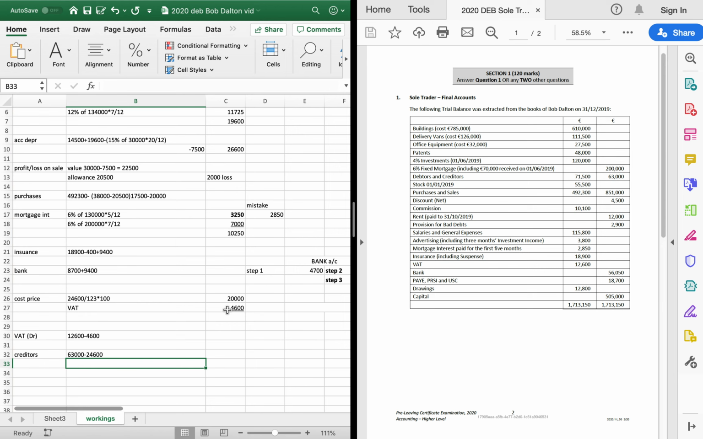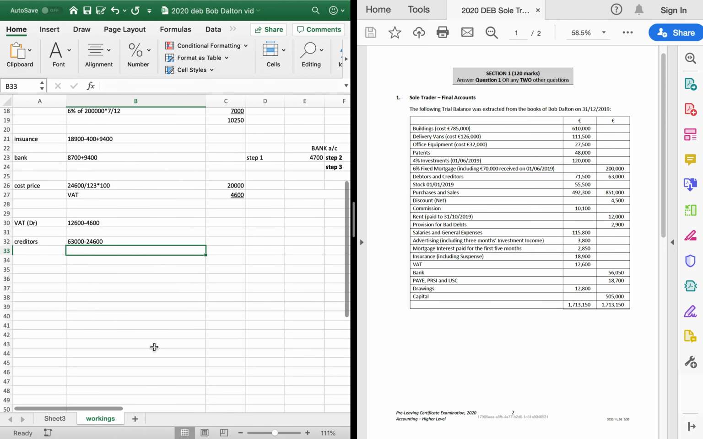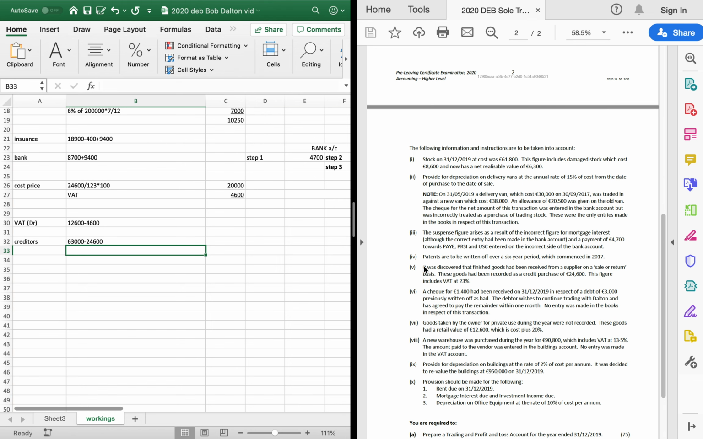I can pretty much guarantee that that will not be asked that way in your leaving cert, because I think it actually goes against the accruals concept. Anyway, that's for another day. We'll look at that some other time. Okay, so that's that working there. The purchases and the credit purchases one.